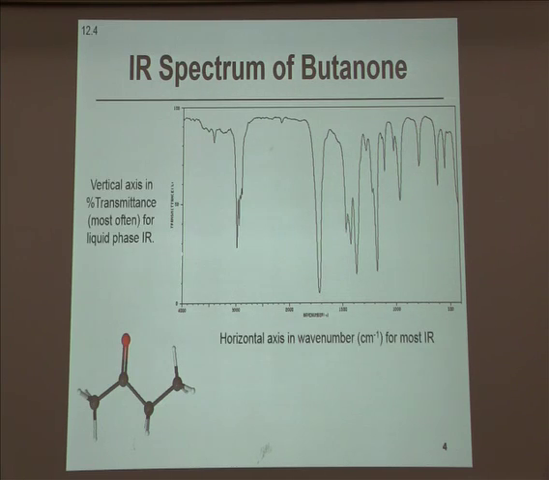The scale here on the left is in percent transmittance. Sometimes it can be in absorbance. Oftentimes, and in all the spectra you'll collect in Chem 344, they will be in percent transmittance. And the horizontal axis here will be in wave number or inverse centimeter units.